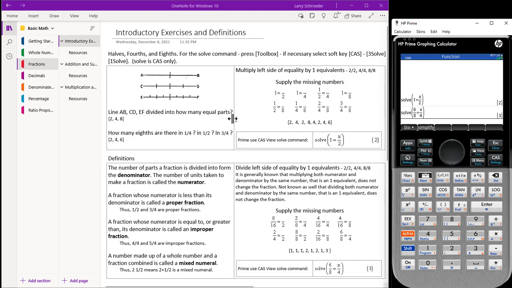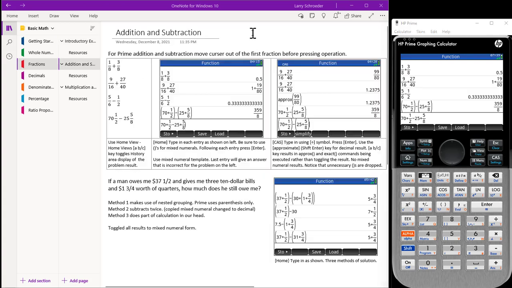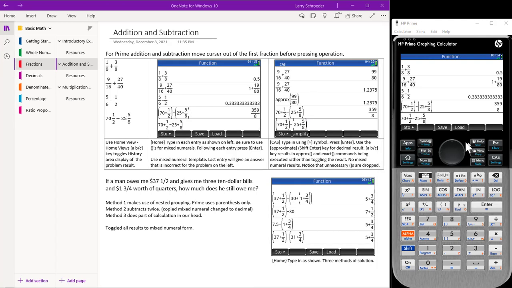This ends our coverage of this page on introductory exercises and definitions. We have moved to the addition and subtraction page, cleared our calculator, and entered all these values into our calculator. Let's look at our calculator to see how these operations work. If we highlight the first answer and press our ABC button, we will see that we have switched the answer to a fraction. We press it again, we switch it back to a decimal.